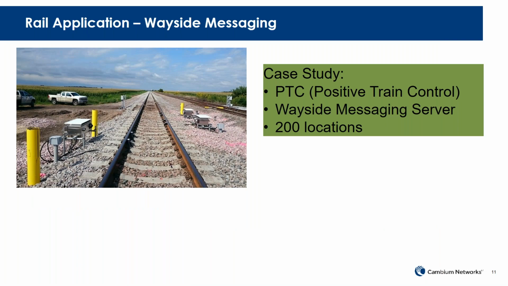On the rail side, here's an example of positive train control. So putting in instrumentation on the rail line for a freight rail application to monitor what's happening as trains pass these Wayside messaging servers. So again, 200 locations and collecting information using CNReach back to a central location for monitoring what's happening with the freight rail system.